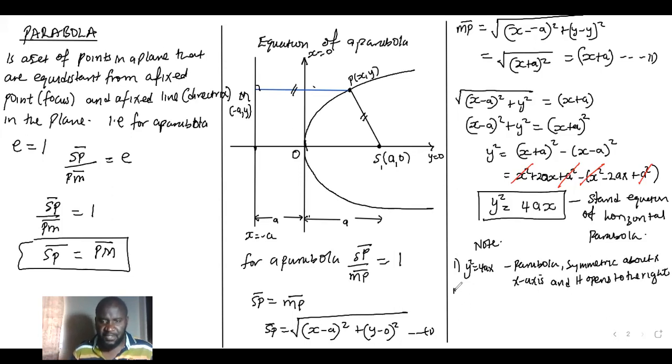You've seen some of these equations in Backhouse 1, but you didn't know where they come from. Y squared is equal to a negative 4x. This is a negative parabola, the reverse of this one we have. This is a parabola symmetric about the x-axis, and opens to the left.